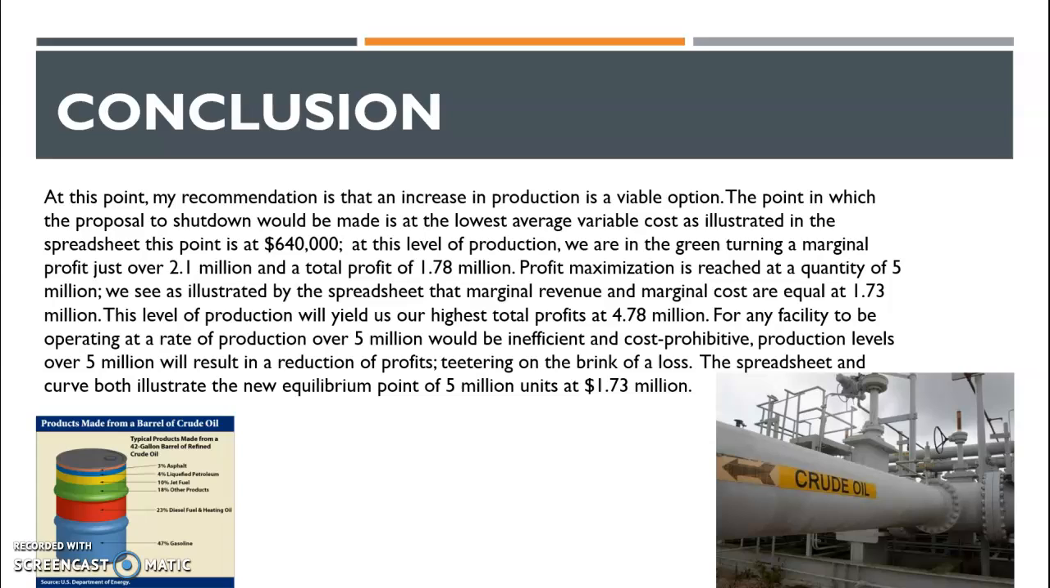Profit maximization is reached at a quantity of 5 million. We'll see, as illustrated by the spreadsheet, that marginal revenue and marginal cost are equal at 1.73 million. This level of production will yield our highest total profits at 4.78 million. For any facility to be operating at a rate of production over 5 million would be inefficient and cost prohibitive. Production levels over 5 million will result in a reduction of profits, teetering on the brink of a loss. The spreadsheet and curve both illustrate the new equilibrium point of 5 million units at 1.73 million.